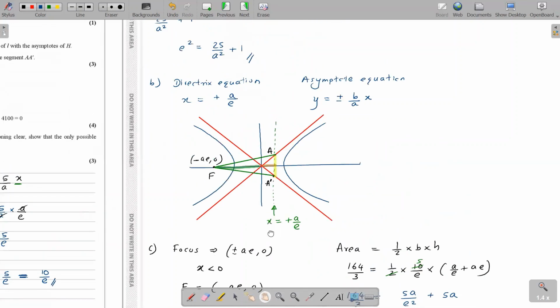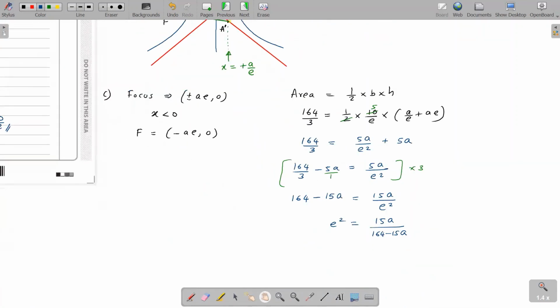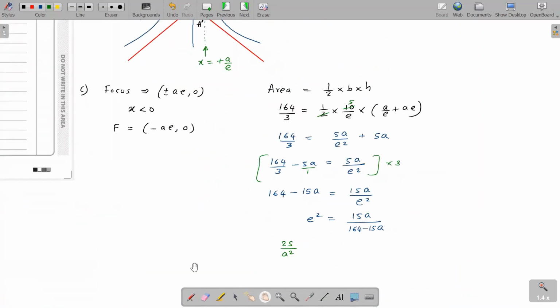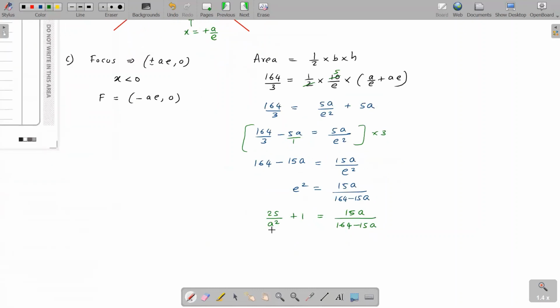Now substitute E square. From 1, when you substitute, E square is 25 over A square plus 1 equals 15A over 164 minus 15A. Are you guys with me? Let's now multiply and get the show that. I'll take the common denominator with A square on this side. Are you all with me?